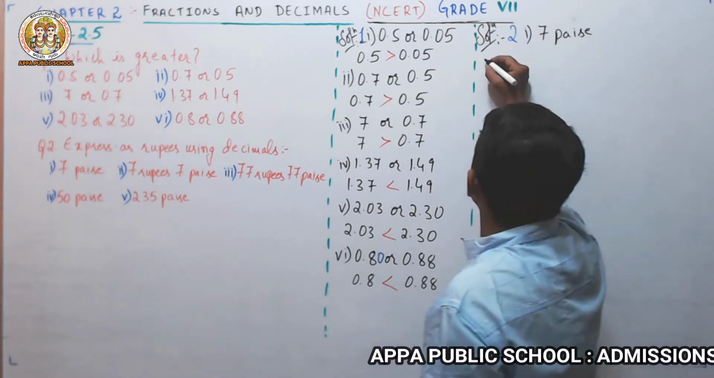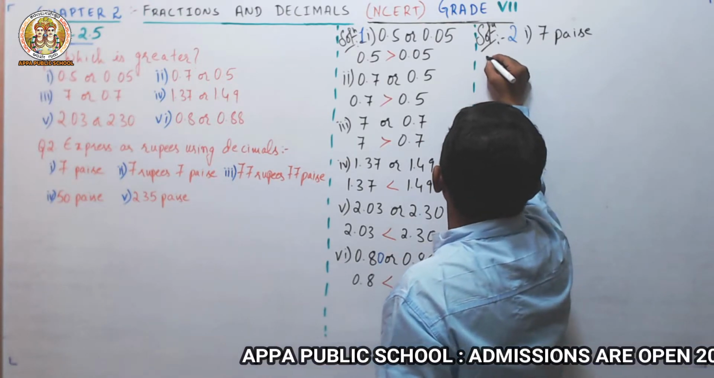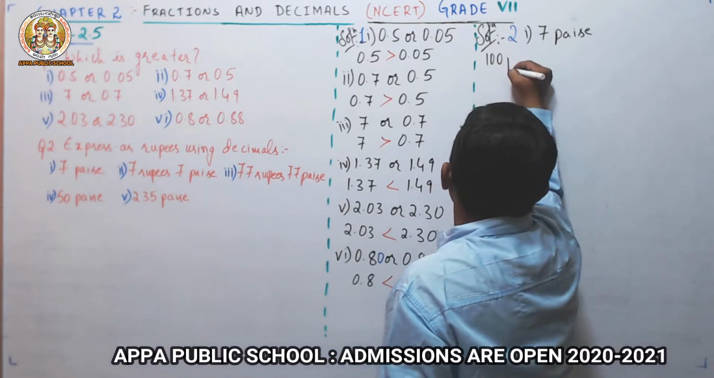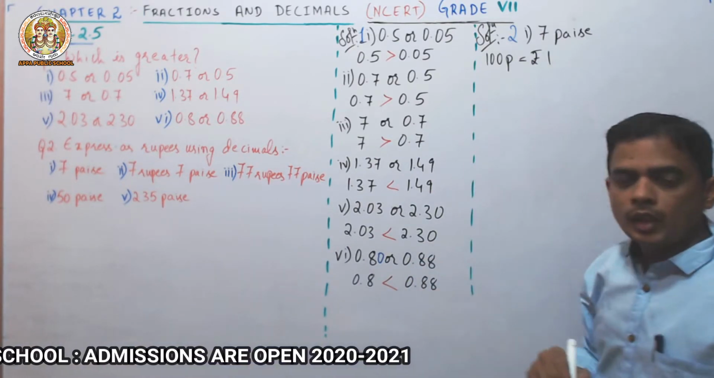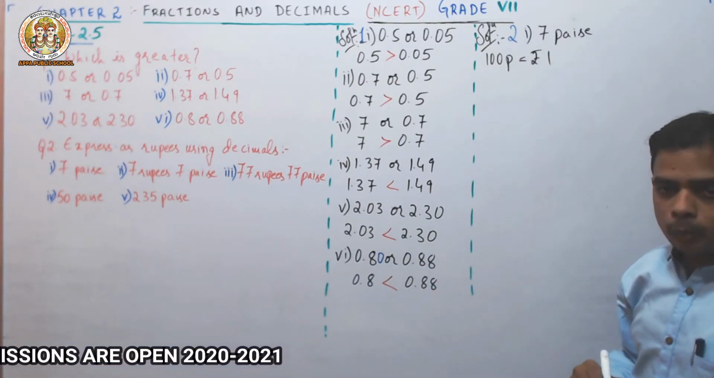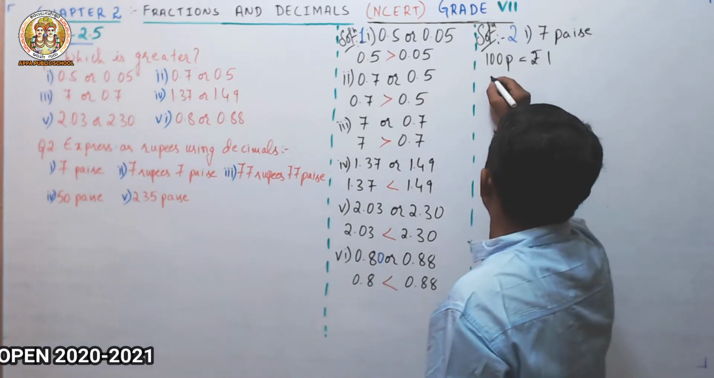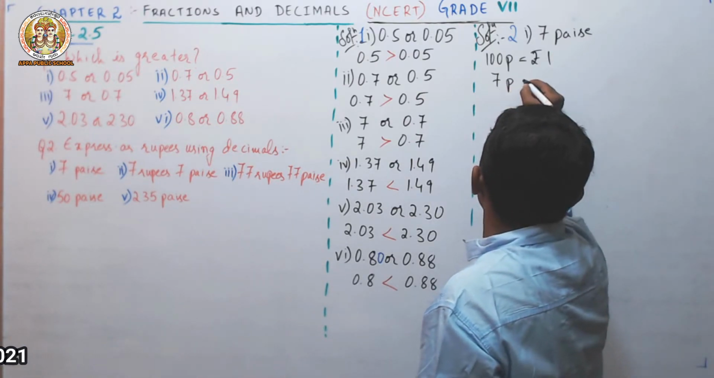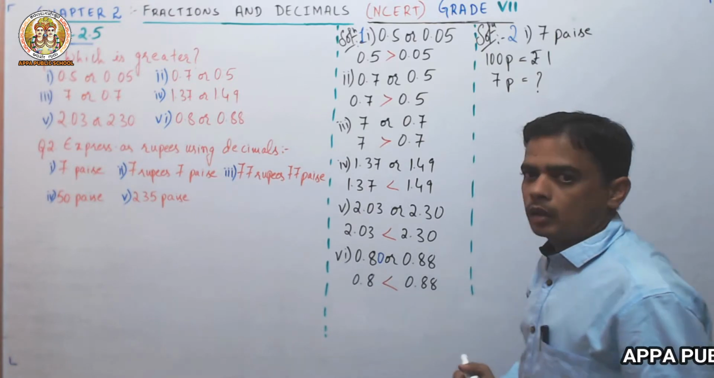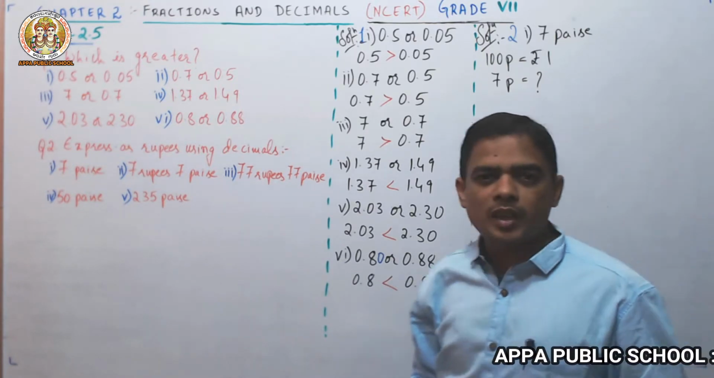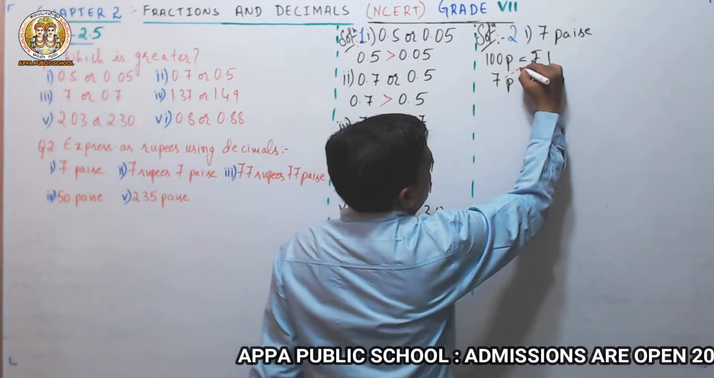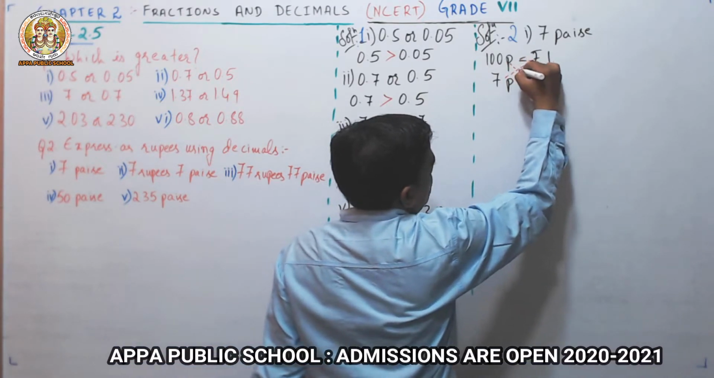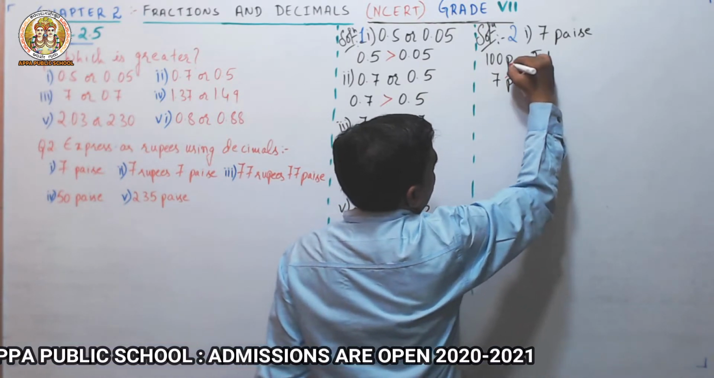So we know that 100 paise is equal to 1 rupee. So what we have? 7 paise. So 7 paise is equal to how much? Question mark. So I said in the previous class, suppose you have to convert from one to other, better you cross multiply. Multiply these two and multiply with this one.